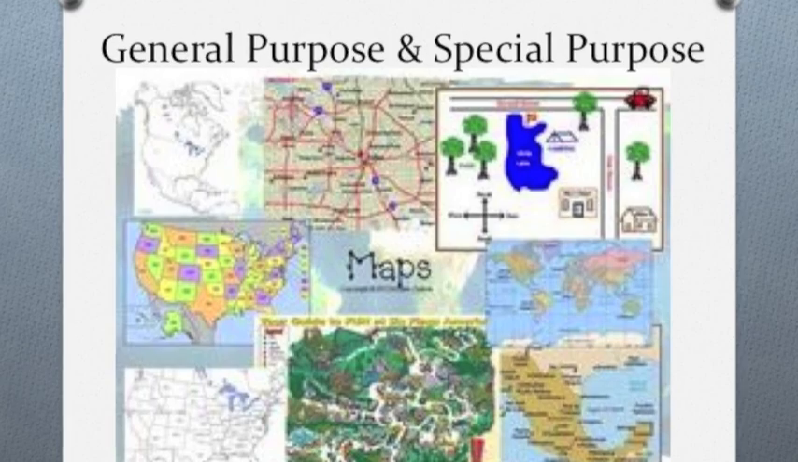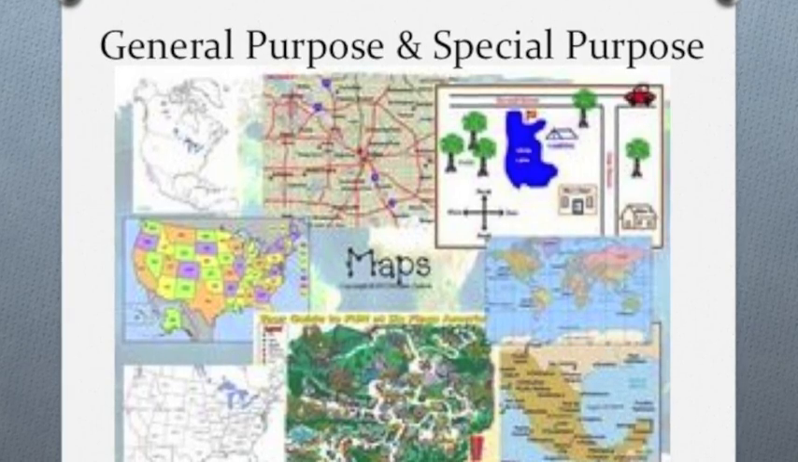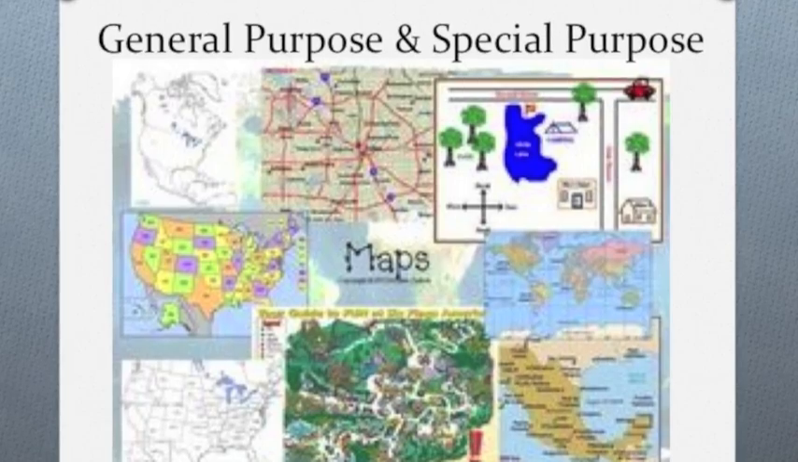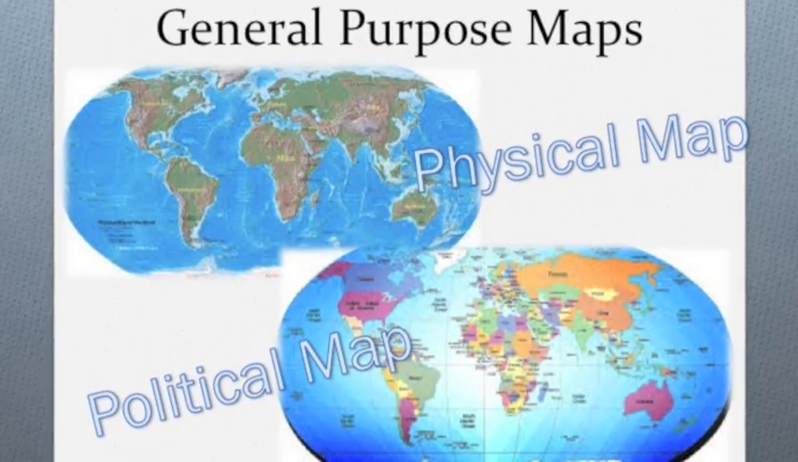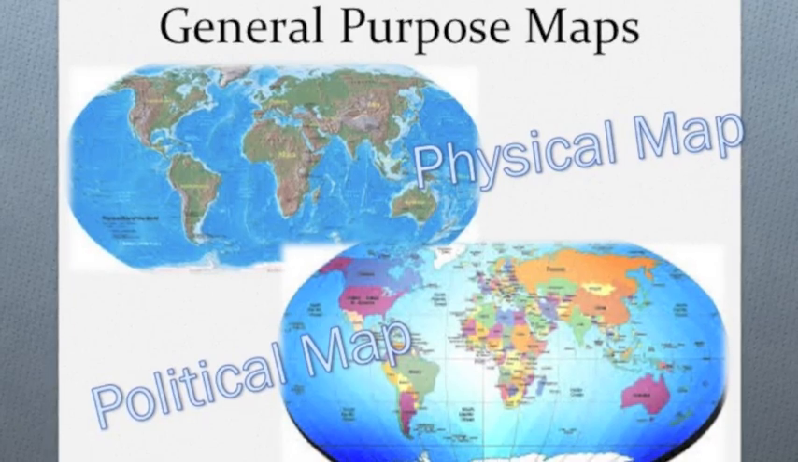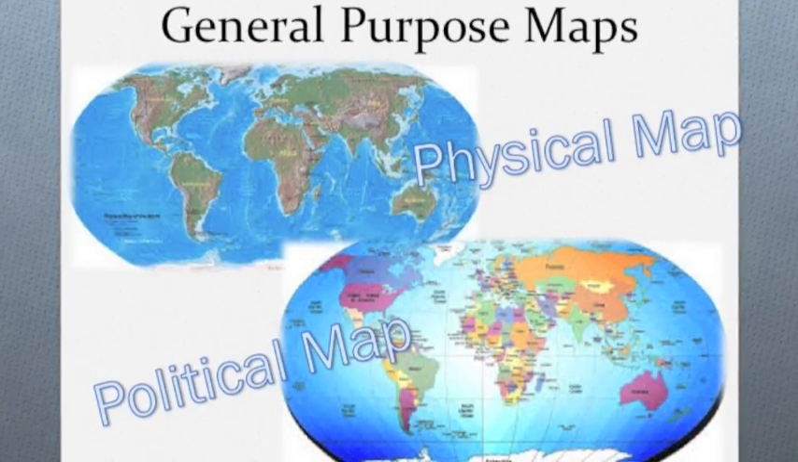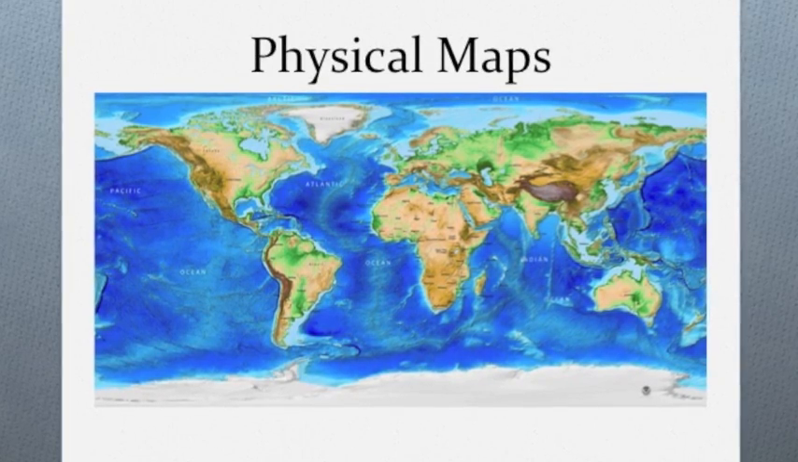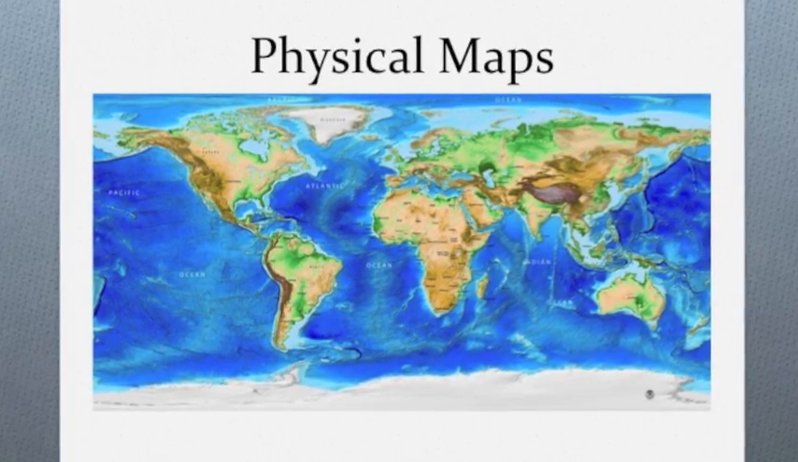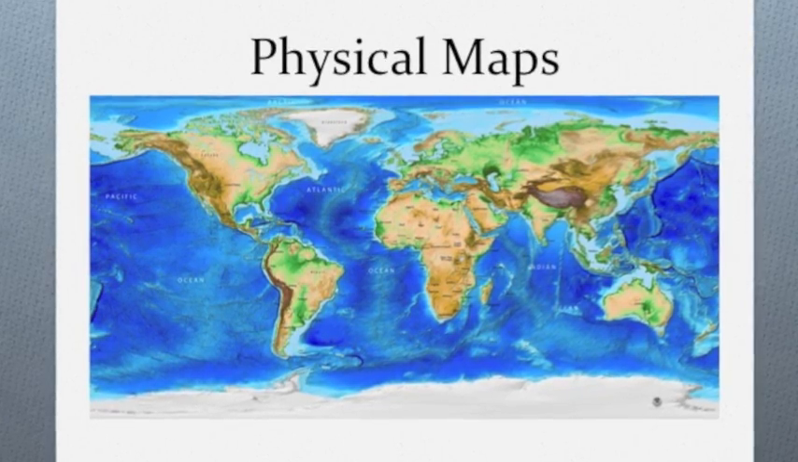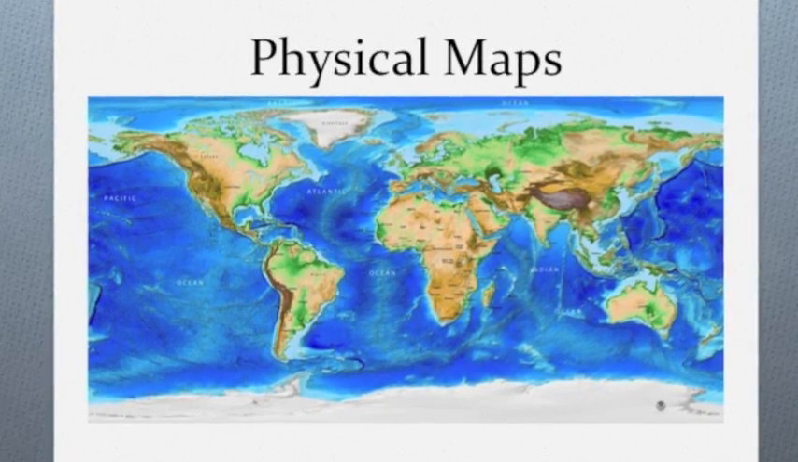All maps can be divided into two kinds of maps: general purpose maps and special purpose maps. General purpose maps show a wide range of information about an area. Two of the most common general purpose maps are physical and political maps. Physical maps show landforms and water features. The colors used on physical maps include brown or green for land and shades of blue for water.